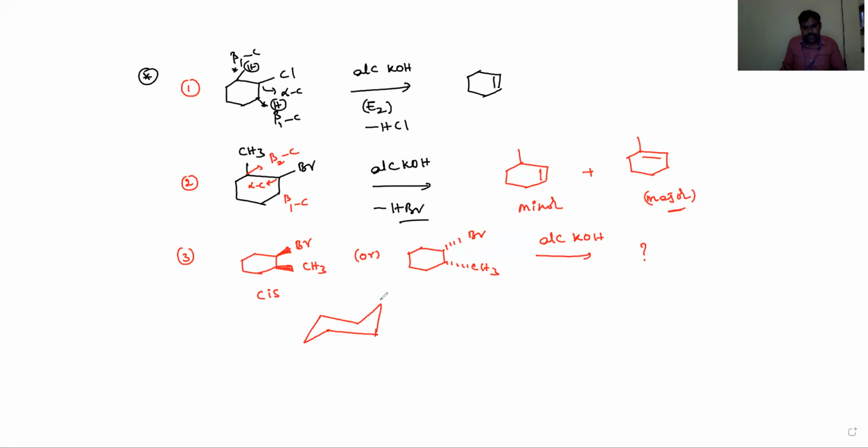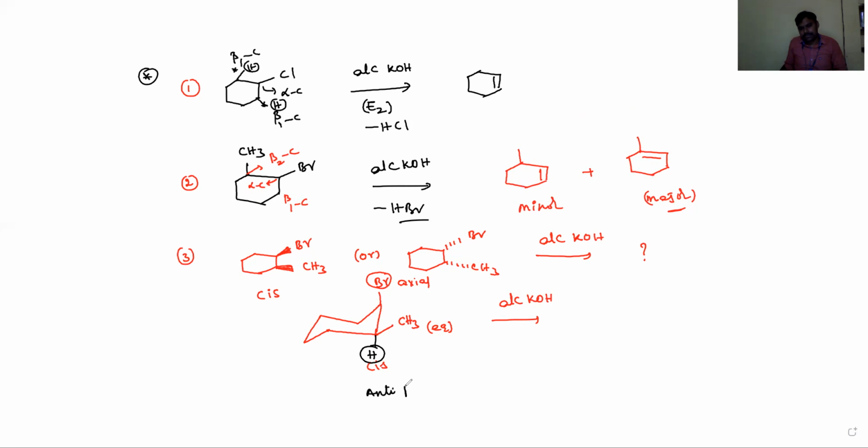When it exists, dear students, the bromine is in the axial position and the CH3 group is in the equatorial position, and both are above the plane. That's what is called cis. Now it is treated with alcoholic KOH, and the major product is what I said, dear students. Here the anti-periplanar transition state will form. Both leaving groups must be on opposite sides.